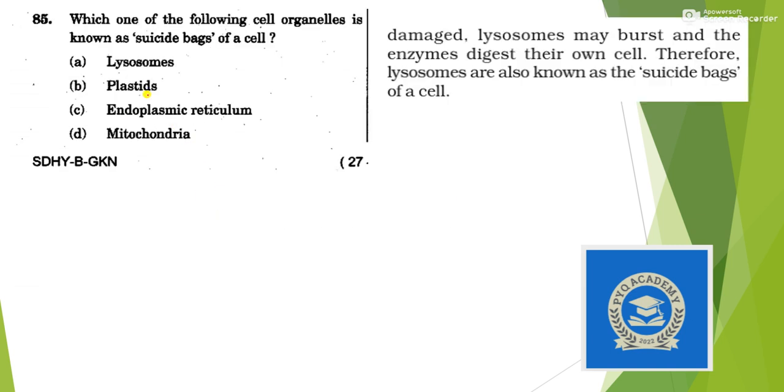Next is, which one of the following cell organelles is known as suicidal bags? One of the easiest questions, one of the most known questions which has been asked in various examinations. So answer is option A, lysosome. Here you can see lysosomes are known as the suicidal bags of a cell. Okay, let's move to the next question.